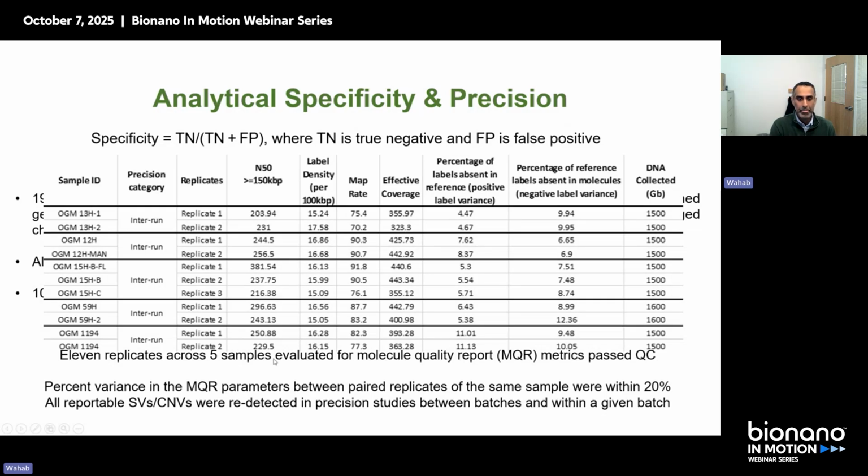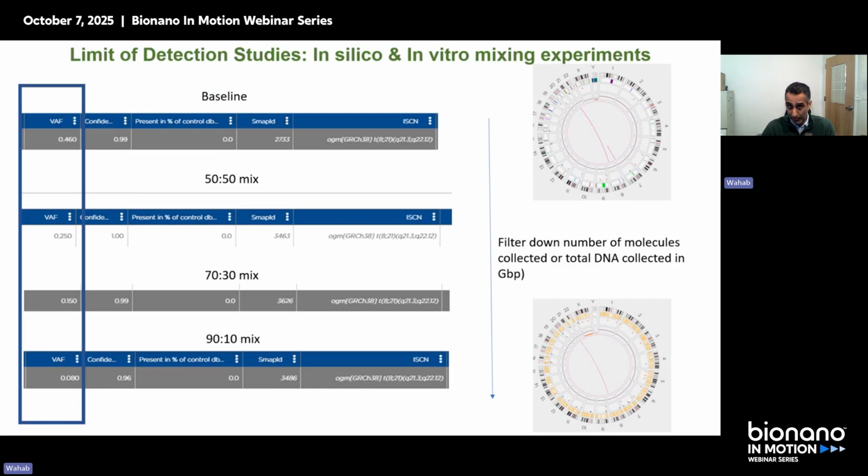We also did, in addition to the earlier parameters, limit of detection studies. We did mostly in silico mixing as well as in vitro mixing experiments.